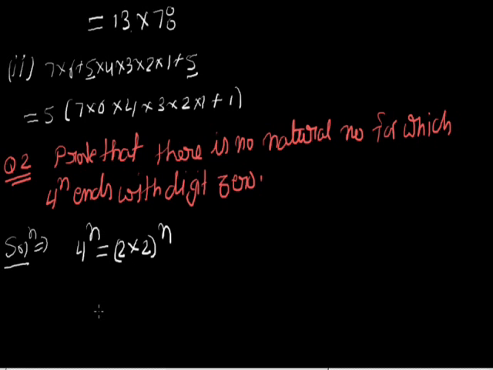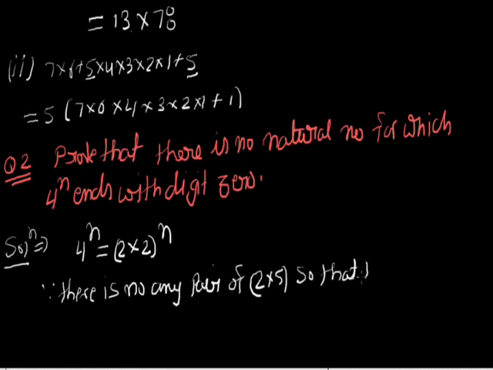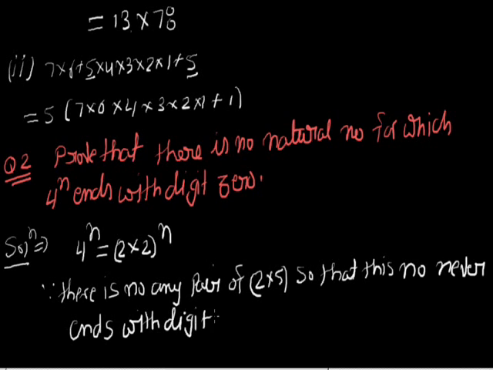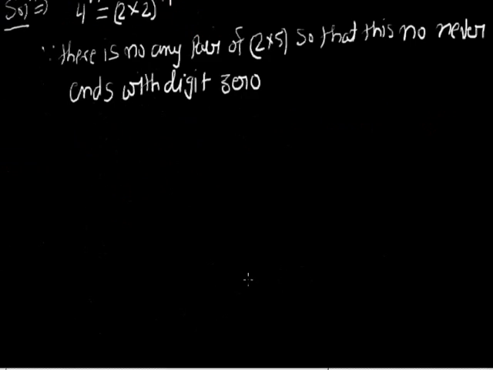So here we can write: since there is no pair of 2 into 5, this number never ends with digit 0, because there should be at least one pair of 2 into 5 for the unit digit to be 0, but the prime factorization of this number is of the form 2 into 2. There is no single pair of 2 into 5.